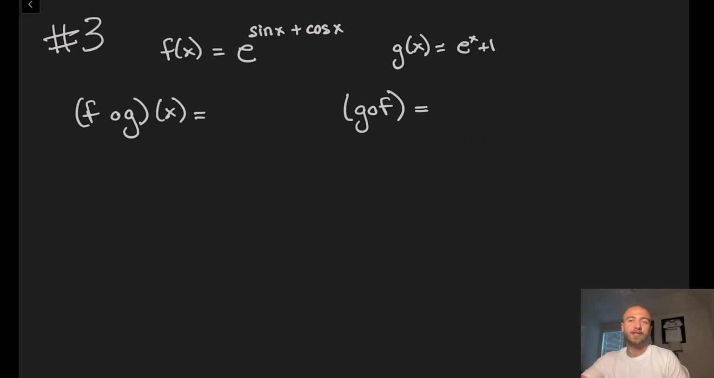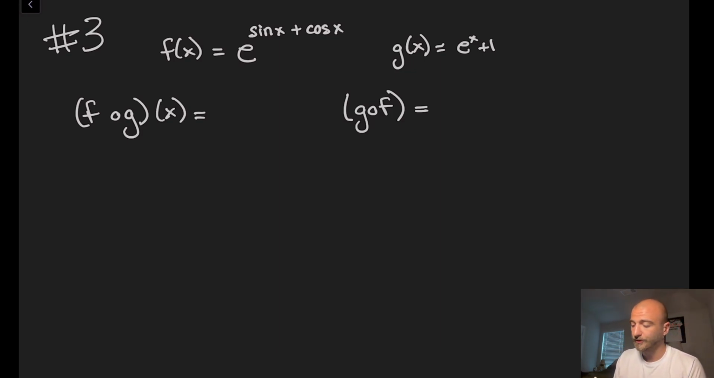This one's a little bit trickier, not because the math is any harder or composing the two functions is any more difficult, but because the functions are just a little bit more annoying. There's a bit more to take into account or keep track of. But we're going to do it anyway. So we've got two functions. f of x is equal to e to the sine x plus cos x, and g of x is equal to e to the x plus 1.